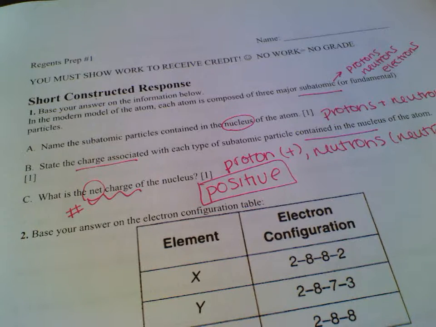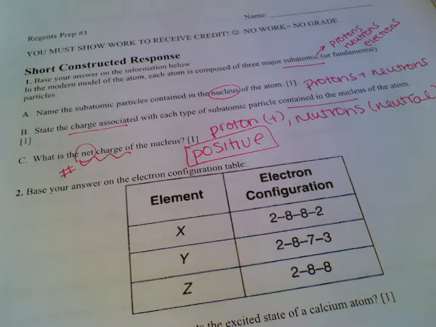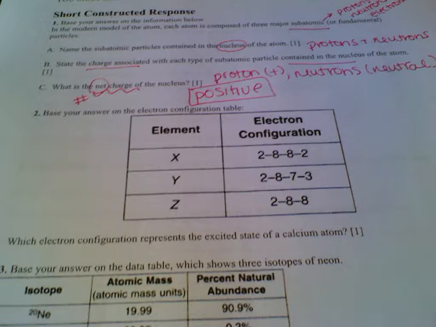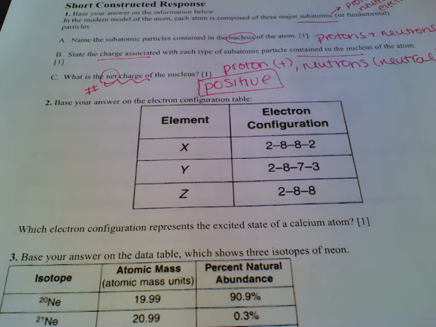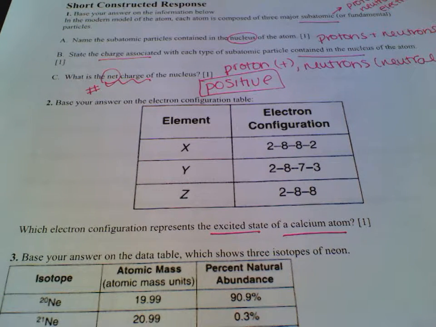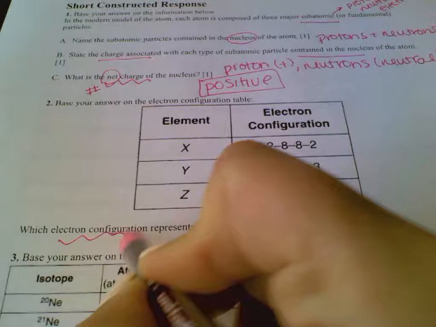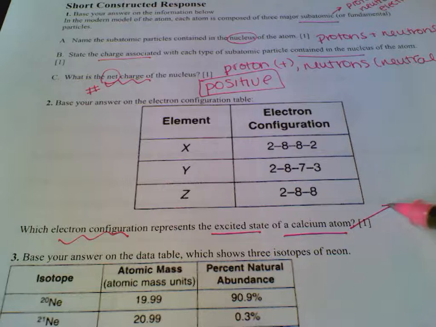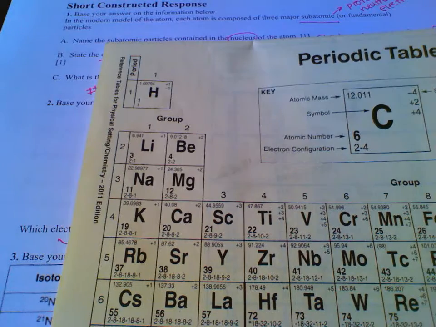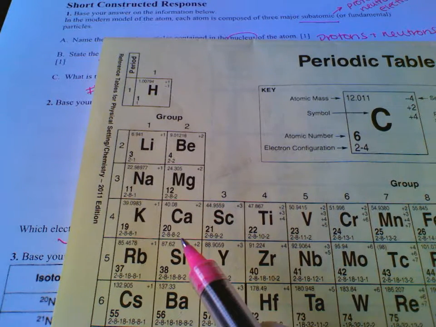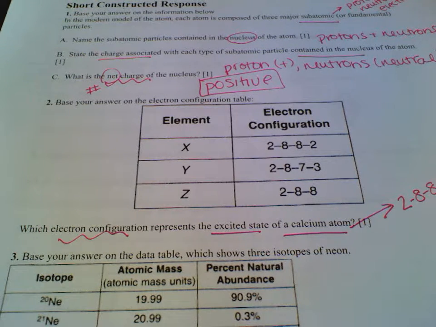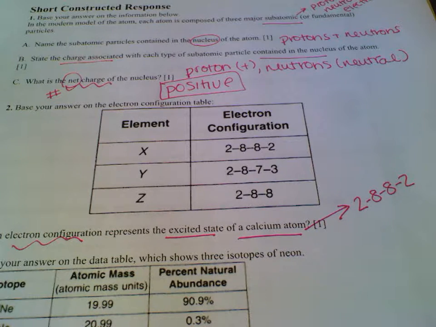Number 2, base your answer on the electron configuration table below. So we have our electron configurations. Which electron configuration represents the excited state of a calcium? So excited of a calcium. So first I think we should go to our reference table and we should look up the electron configuration of the regular calcium atom. So let's see here. We see Ca is 2-8-8-2. So I'm going to write that down. Now that is going to be its ground state electron configuration.